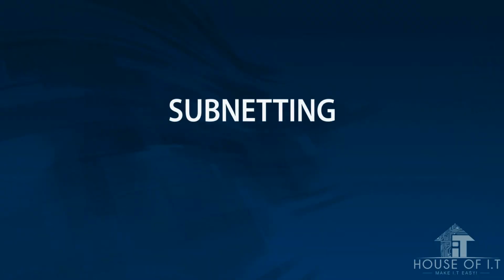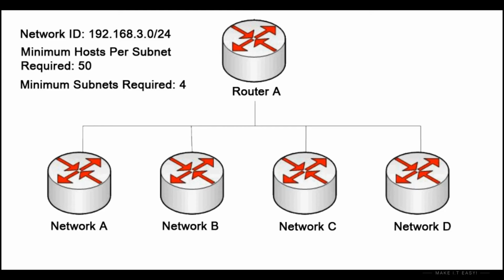So let's now discuss subnetting. Okay, so what if you need 4 networks in your company and you're only given one classful network ID with a 24-bit subnet mask, which is only good for one network? And suppose you need 50 hosts per subnet. Also, we need to add one more for the broadcast, making it 51.